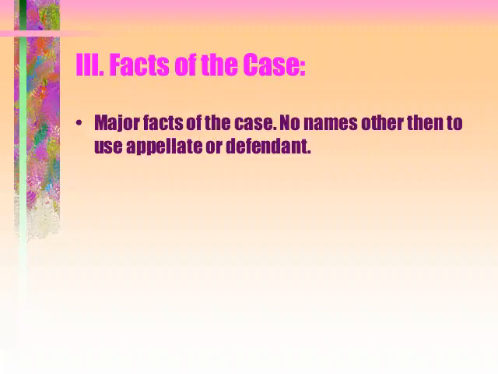Next is the facts of the case. Major facts of the case, no names other than the use of appellant or defendant. Usually most people will use D. D did this or D did that. Witnesses would be W, and you don't really need names. The information's already been verified by the court. In those documents, all you need to do is explain to the judge what the issues are.